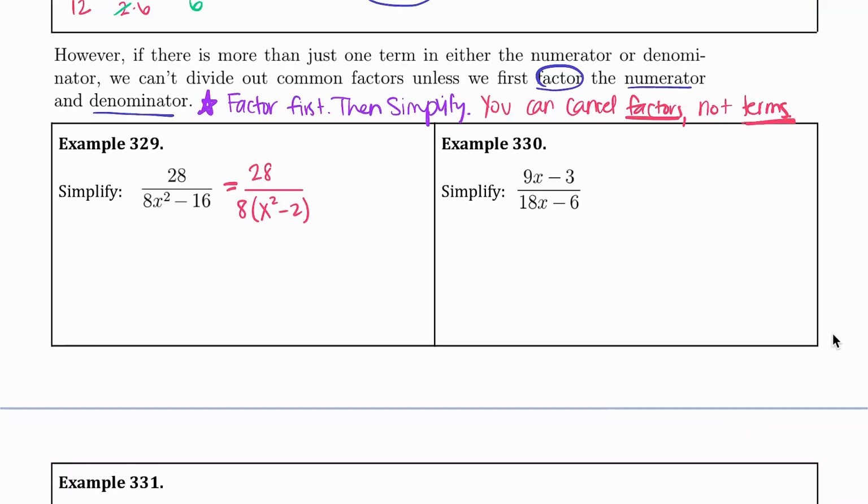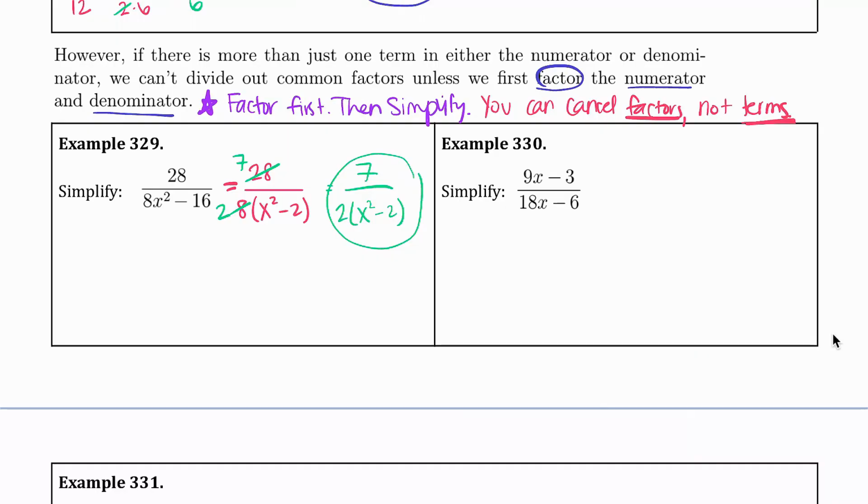Okay, now we do see what we can simplify. We've got a 28 and an 8 here. We can divide both of those by 4. We're going to get 7 on top, 2 on bottom. So we end up with 7 divided by 2 times x squared minus 2. There are no other factors on top and bottom that they have in common, so we can't cancel anything else out. So this is our final answer. And you do not need to re-multiply out the denominator here. You can leave it written just like that.